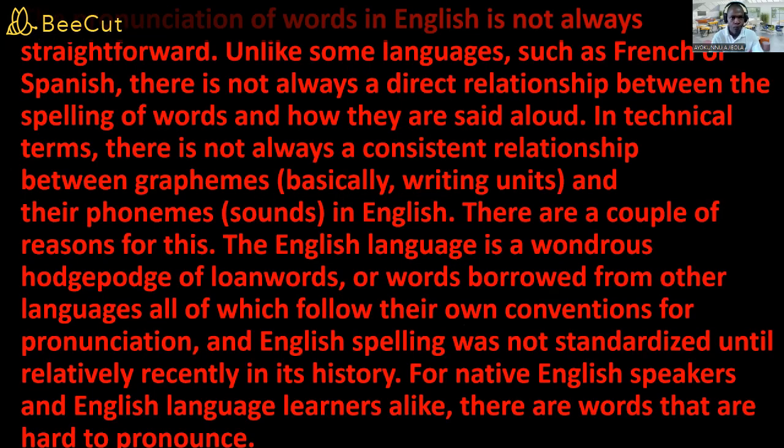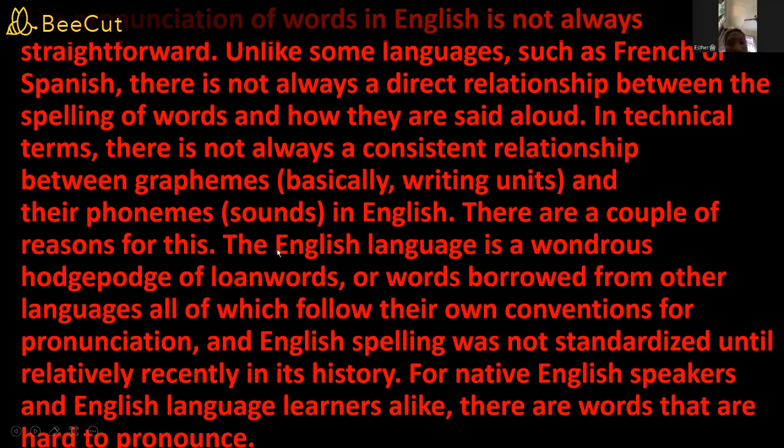So the next page here, the pronunciation of words in English is not always straightforward. Unlike some languages, such as French or Spanish, there is not always a direct relationship between the spelling of words and how they are said aloud. In technical terms, there is not always a consistent relationship between the graphemes, which are basically the writing units, and the phonemes, that is the sound. So the way the words are written and the way the sound goes do not work side by side in English.